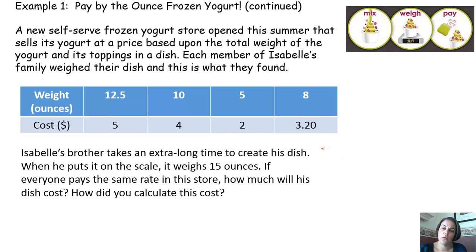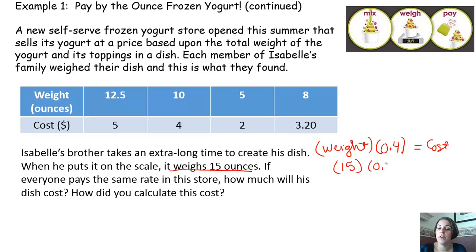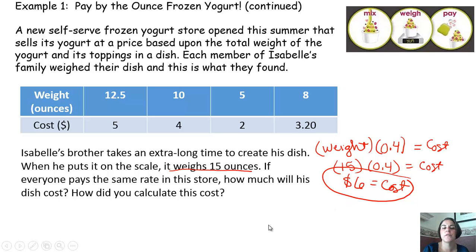I might just use the equation that we talked about. Each time we take a weight, we multiply it by 0.4 or 40 cents per ounce, and we get our cost. Several ways to go about this, but this is just what I'm going to do for now. So if I know my weight is 15 ounces, I'm going to go ahead and take 15 times 0.4, and I'm going to come up with my cost. So on my calculator, 15 times 0.4, and I find it's $6. So Isabella's brother's yogurt costs $6 for those 15 ounces.